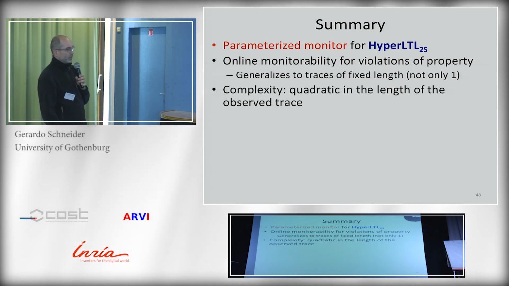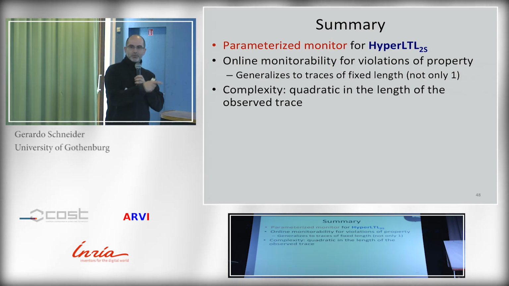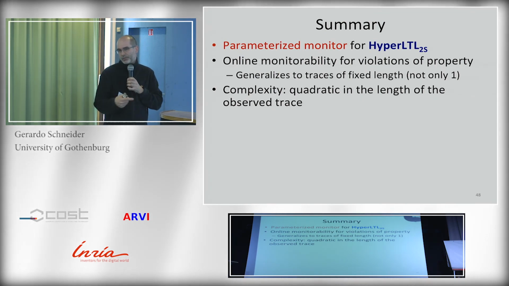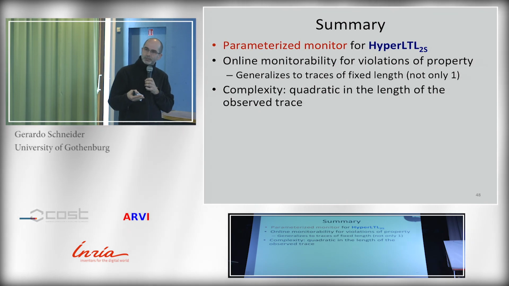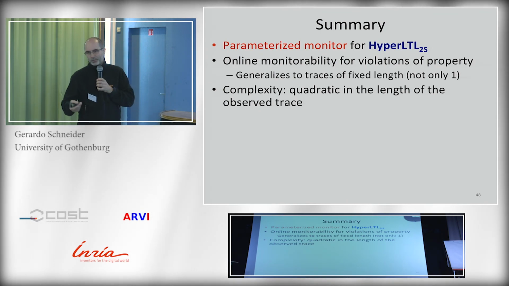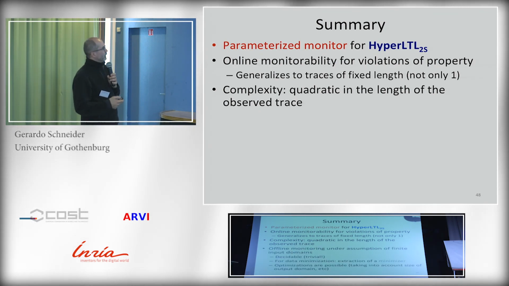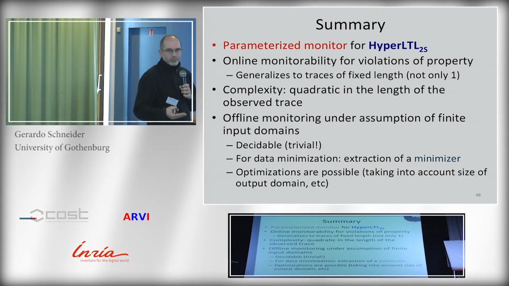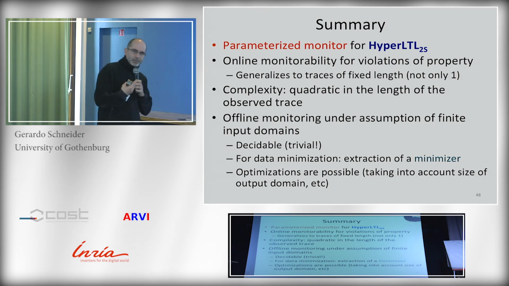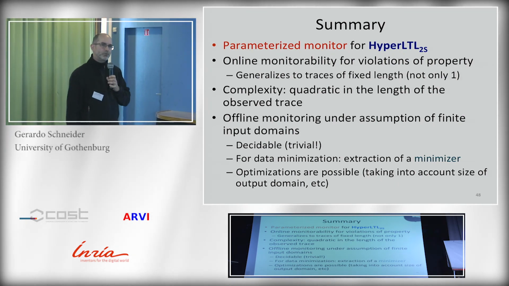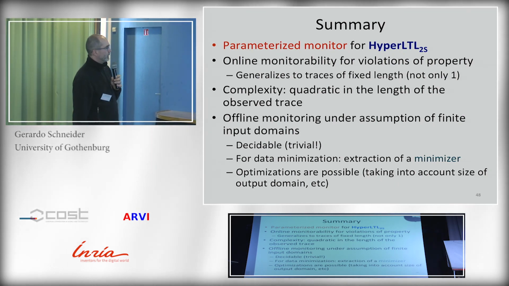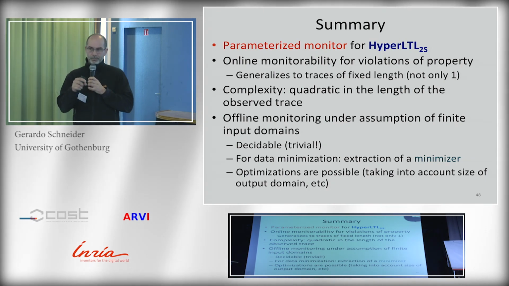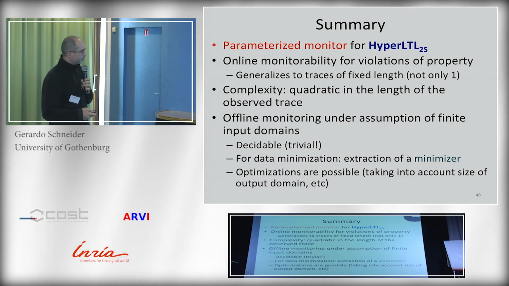The complexity is quadratic in the length because you have to always go back. For any input, you have to go back and revisit, in the worst case, the whole prefix. You can optimize. For data minimization, there are clear optimizations of this. And then if you have this assumption of the finite domain and eventually additional knowledge, you can do the enforcement offline. And in particular for data minimization, which is not the case for the others, you can extract the minimizer.